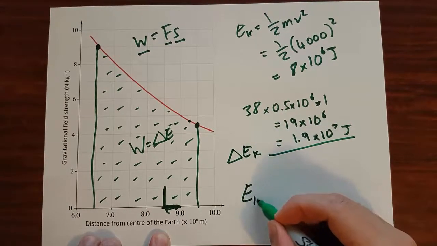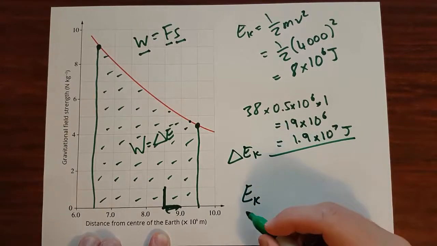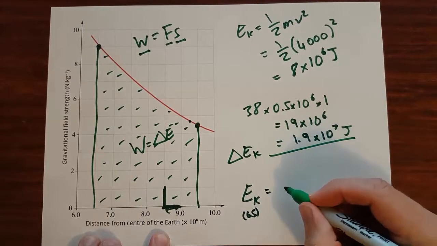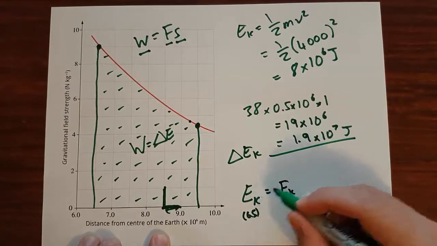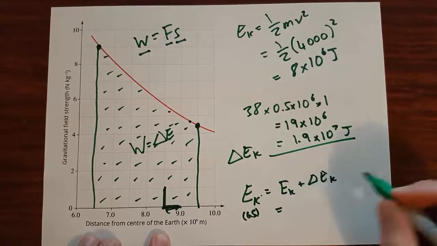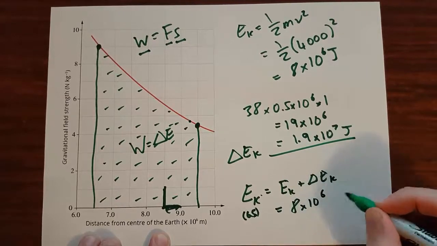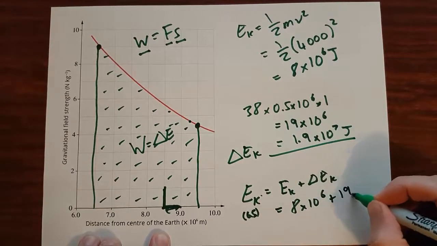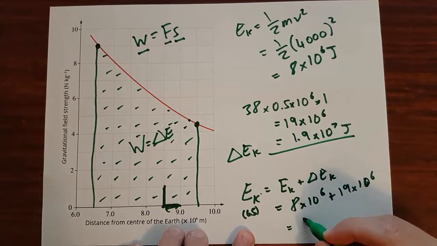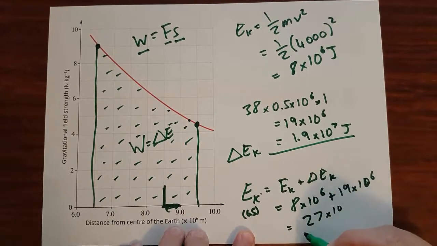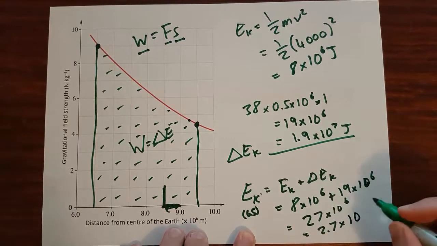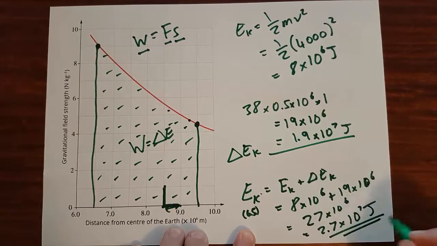So the final kinetic energy at this point, I could just say here 6.5, is going to be equal to your original EK plus your change in EK, which is going to be equal to 8 times 10 to the 6 plus, I'm just going to use this number here, 19 times 10 to the 6, and that's going to be equal to 27 times 10 to the 6, which is 2.7 times 10 to the 7 joules, and there's your answer.